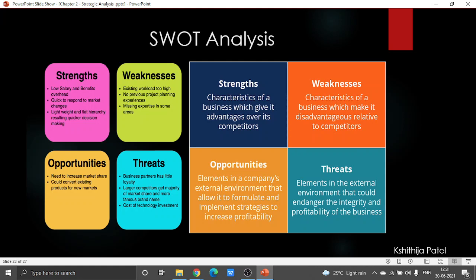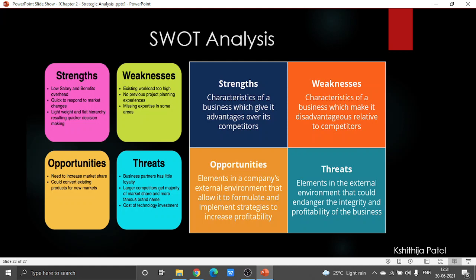Now this weakness is an inherent limitation or a shortcoming of an organization. Now such a shortcoming and such weakness can lead to strategic disadvantage. But then remember one thing about weakness. Weaknesses are all such areas which are capable of improvement.